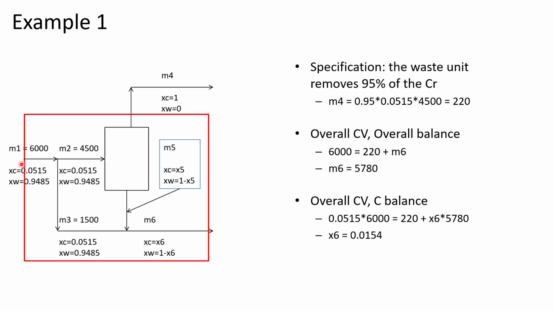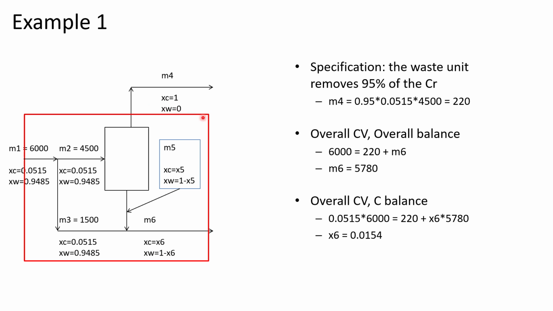If we work our way around this control volume to determine the total amounts that flow in and out of the control volume, we'll start with the stream M1 that enters on the far left. It flows in at a rate of 6,000 kilograms per hour. So we'll put 6,000 into our balance equation on the left-hand side of the equals as an input. Let's work our way clockwise around. The next stream that we encounter is M4, and that's an output from the control volume. So we'll put the flow rate of that stream, which we now know is 220 kilograms per hour, on the right-hand side of the equals as an output.